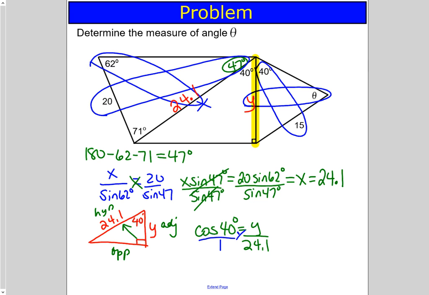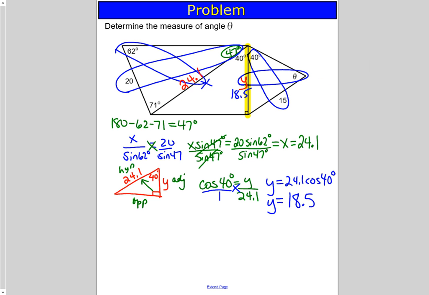Remember, we put this over 1 and we cross multiply, and I get y equals 24.1 cos of 40. So y equals 24.1 cos 40 equals 18.5, if we round. Okay, so that means this is 18.5 over here.